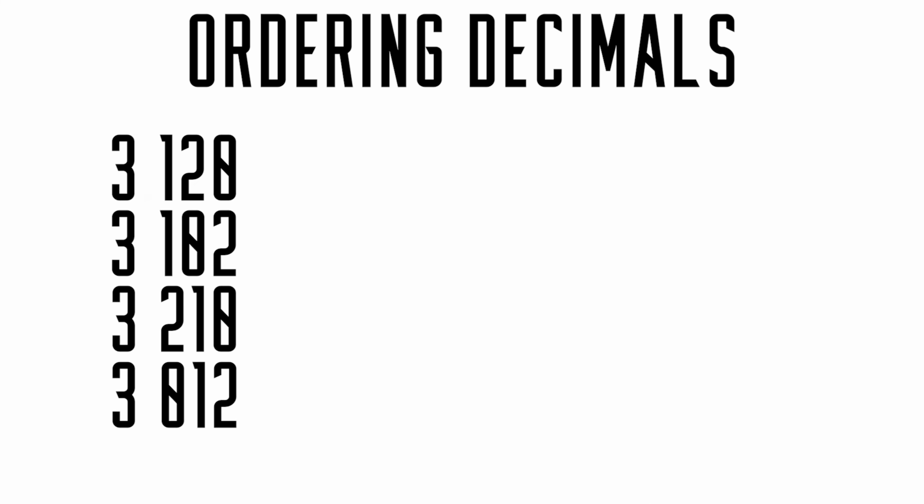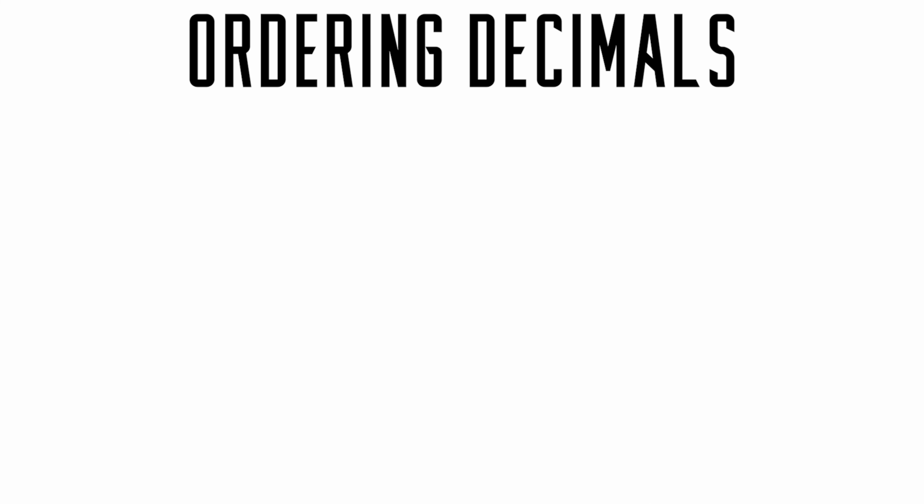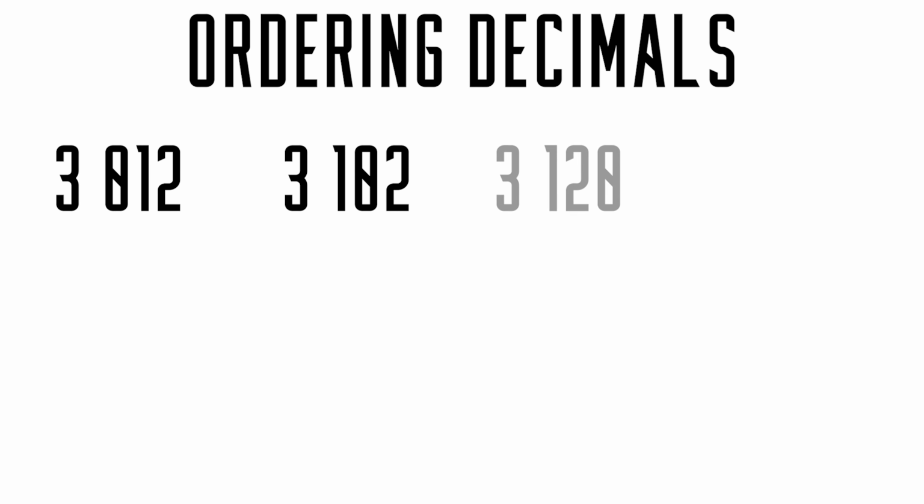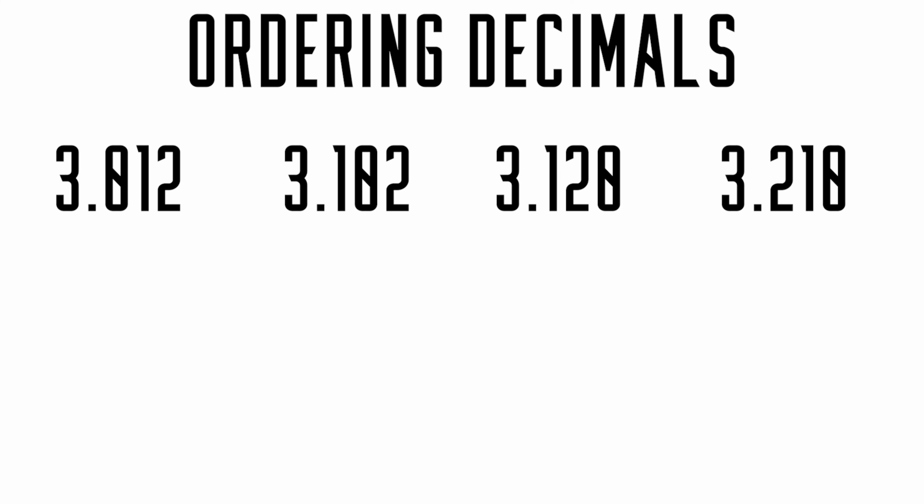In doing so, we have made it easier to order them. We have 3012, 3102, 3120 and 3210. Now all we have to do is put the decimal points back into the numbers and we have correctly ordered them from smallest to largest.